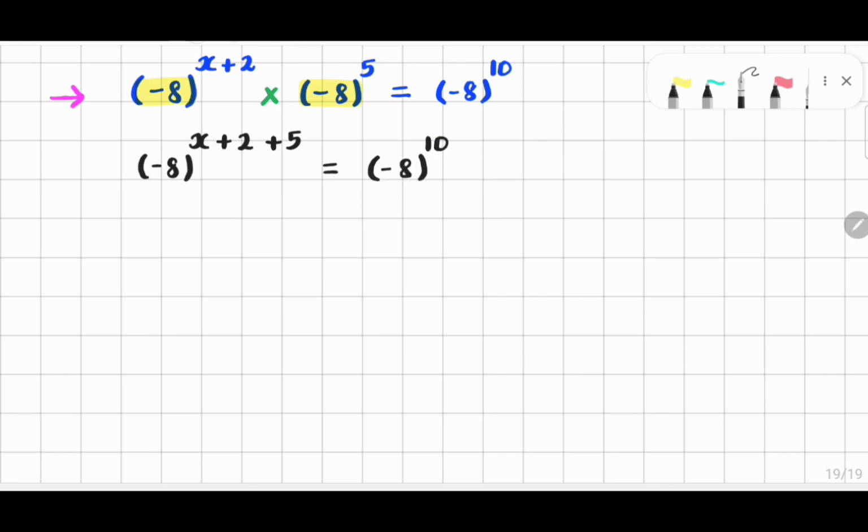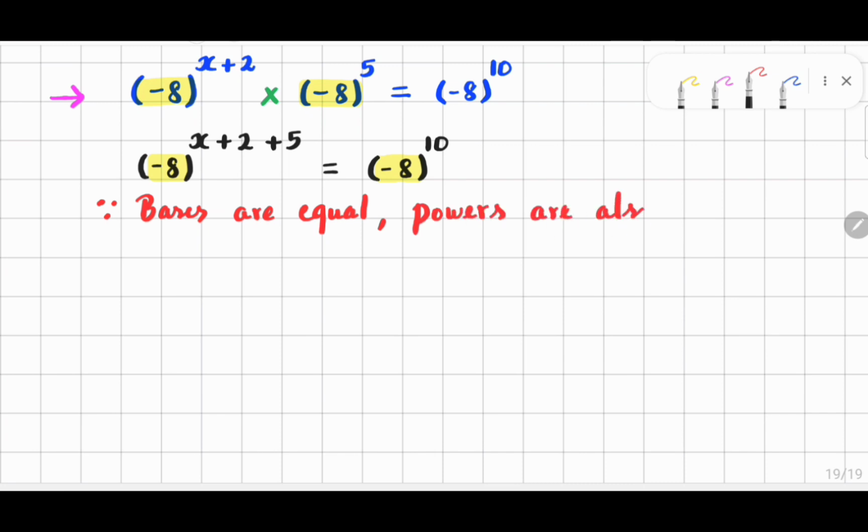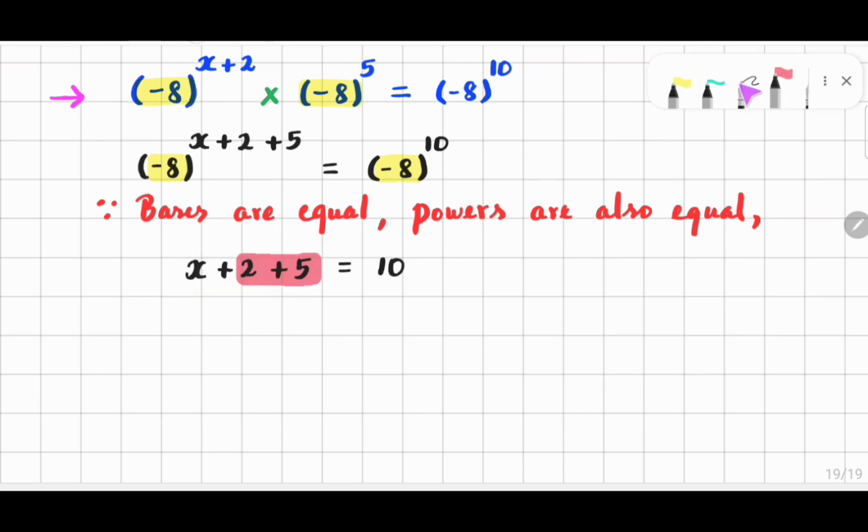Now there is a simple rule that when the bases are equal, powers are also equal. Here the bases are -8. So we can equate the powers. We get x plus 2 plus 5 equals 10, which means x plus 7 equals 10.